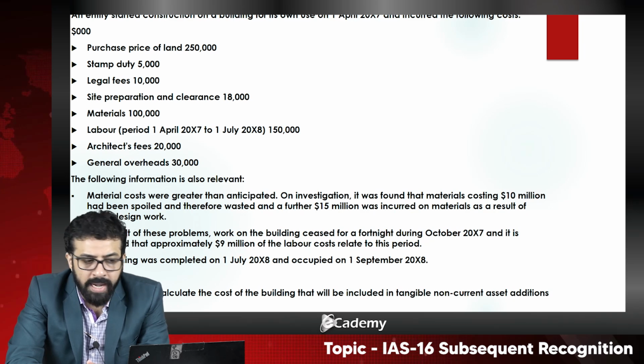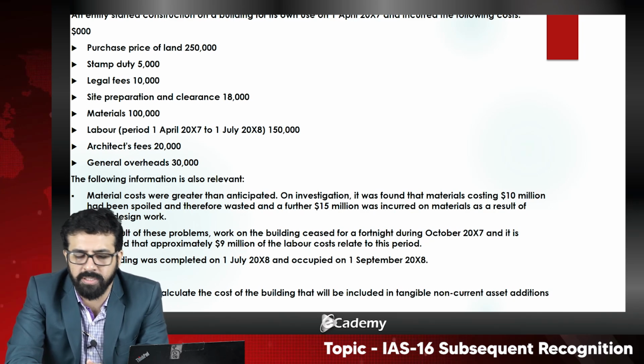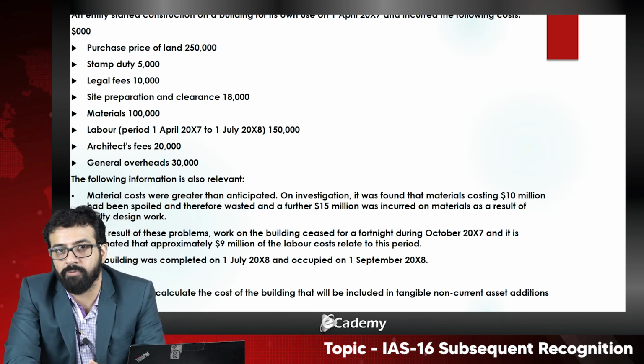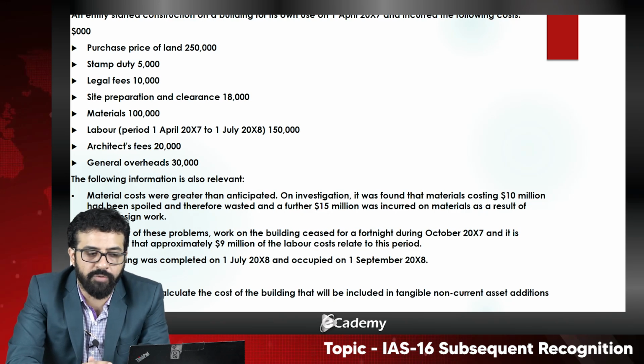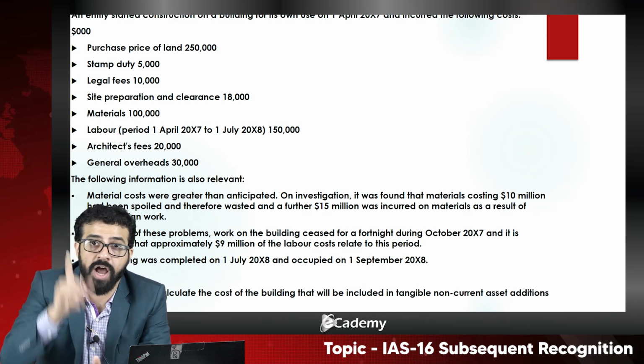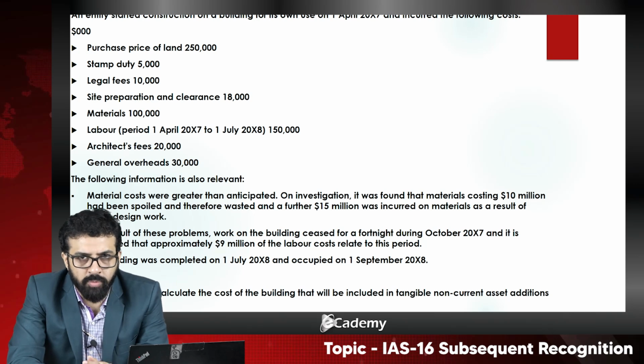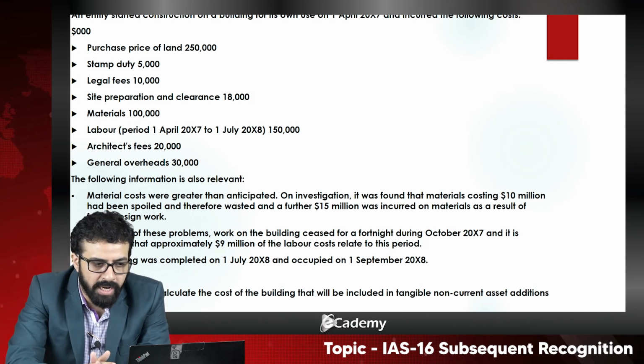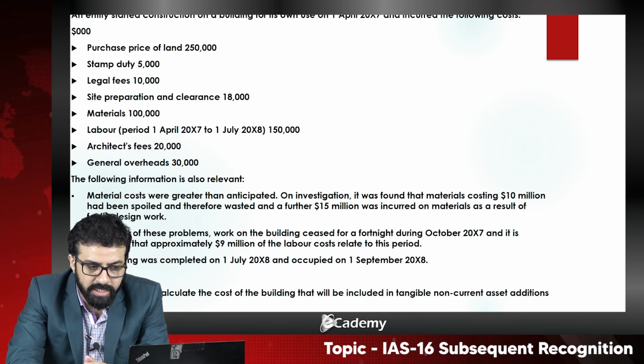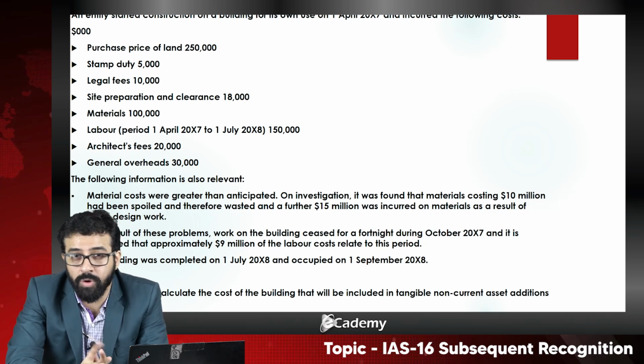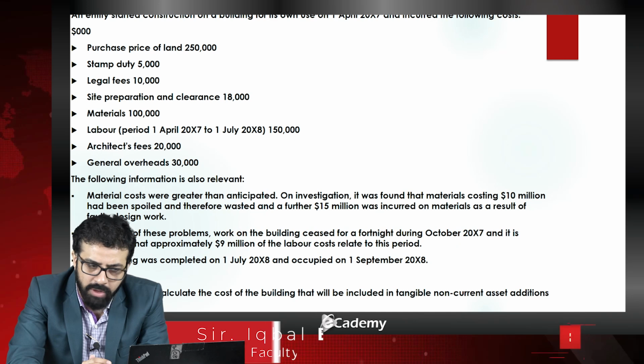The material is $100,000. Now this is not a raw material. It is material pertaining to the construction, the site preparation or the building. If it were raw material, it would fall under IAS 2, so I assume you will not treat it as raw material. The labor deployed from 1st April to 1st July 2008 amounts to $150,000. The architect fee is 20,000, a professional fee, and the general overhead is 30,000.